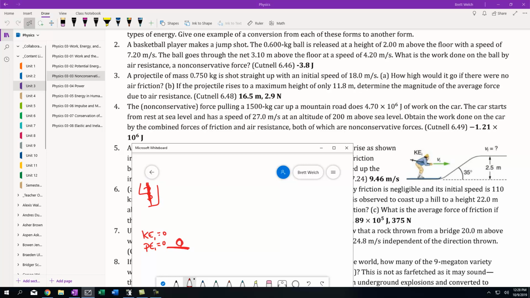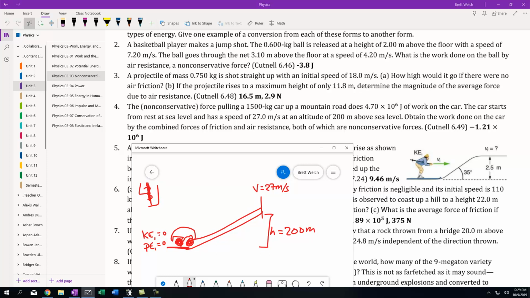Okay, there's my fancy looking car. Doesn't matter. Actually looks a little bit like a face. Okay, it's going to go up a hill. When it gets to a certain point, we're told that the velocity of our car is 27 meters per second, and it had a height change or an altitude change of 200 meters. Now, obviously at this point, it has potential energy, it has kinetic energy.